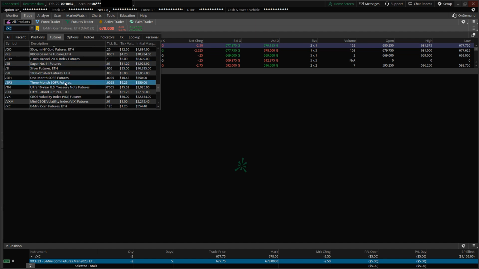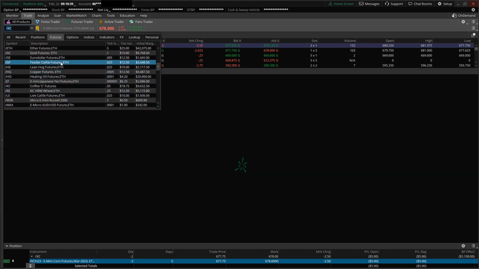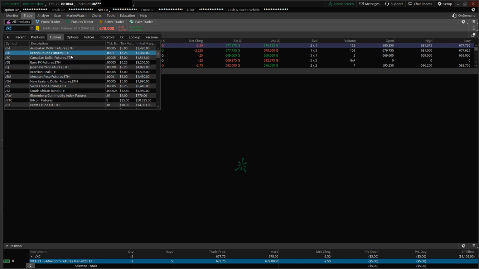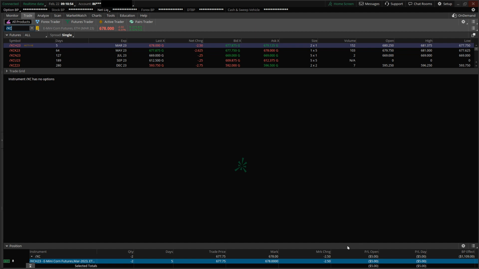And here we have a bunch of other futures products that I can trade. We have gold, Ethereum, the crypto, the euro dollar, cattle, hog, copper, and a bunch of FX currencies. You have the Aussie dollar, British pound, Canadian dollar, euro, yen, and so on. So that's the current status of this trade.